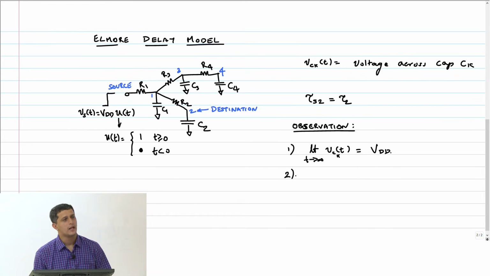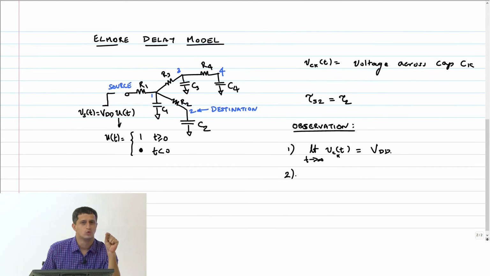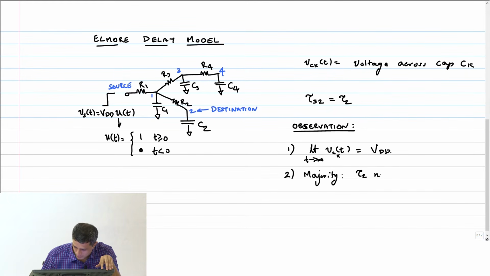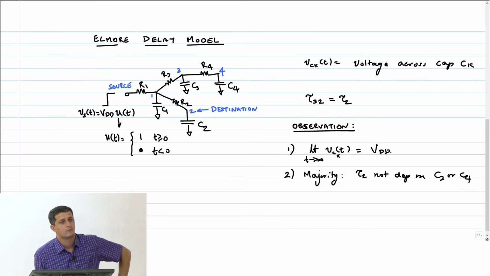do you think the delay to node 2 will depend on C3 or C4? How many yes, how many no? Yes, it will depend on C3. Okay, so the majority seems to be that tau 2 is not dependent on C3 or C4. What about R3 and R4?